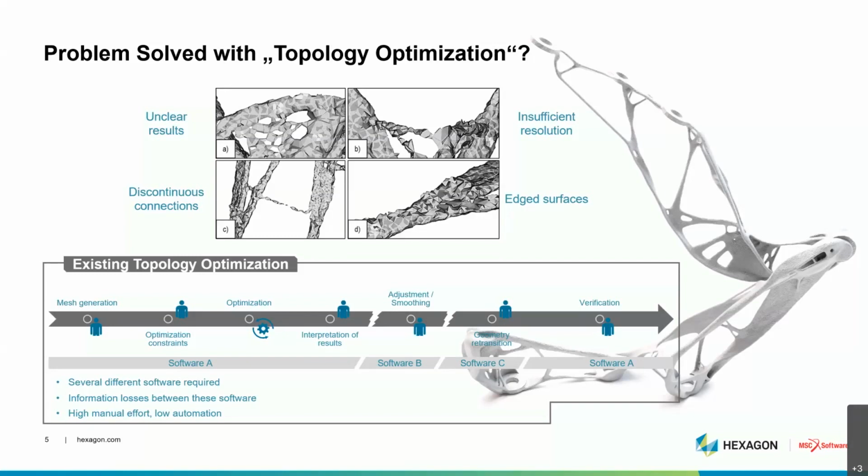The problem with this topology optimization that is based on this finite element exactly and directly is that you often get some unclear results, as seen in the 4 pictures above. Discontinuous connections, problems with resolutions, because you have to start with one resolution at the beginning, and a lot of disgusting work comes in. As well, if you have a look at the overall process chain below there, starting with mesh generation, setting up constraints, do the optimization, interpret the results, and then redesign everything, adjust it, smooth it, get to a CAD system again, and then get to the verification. This is a lot of work.